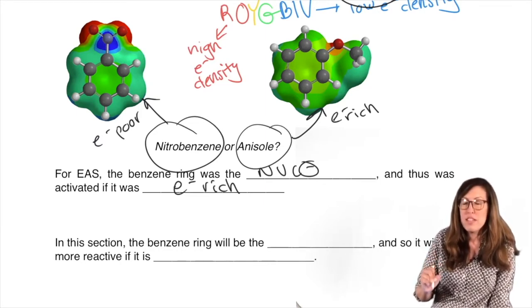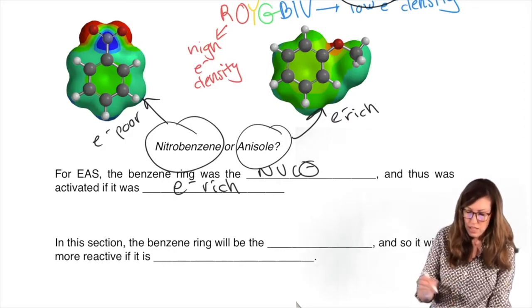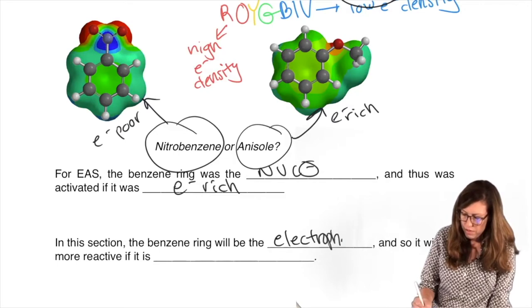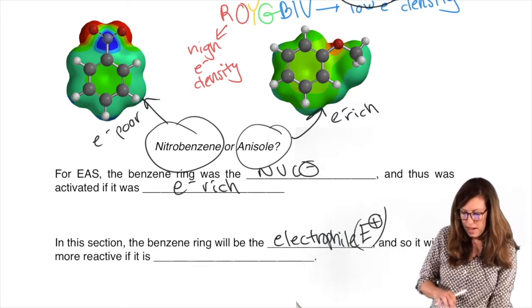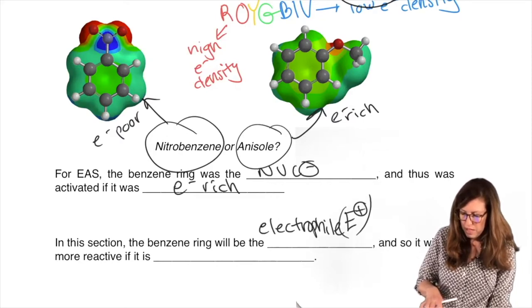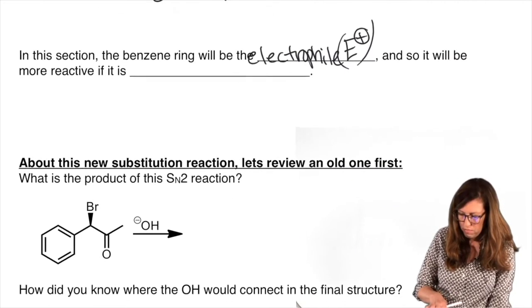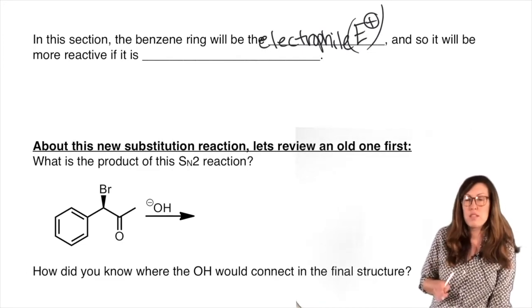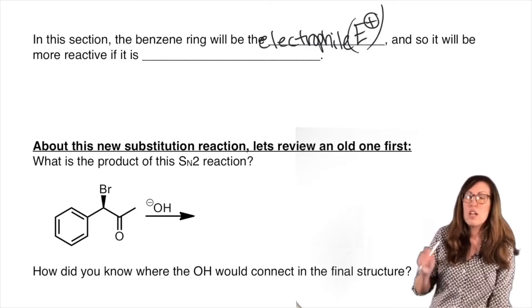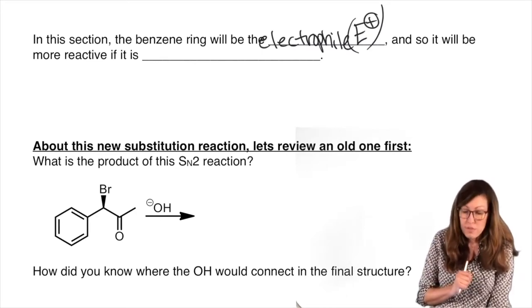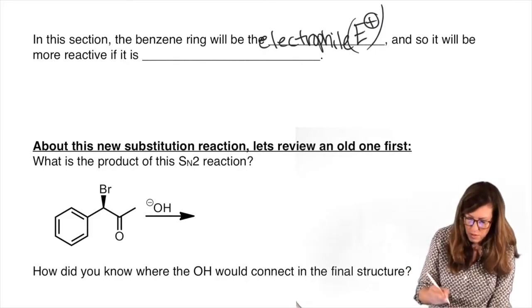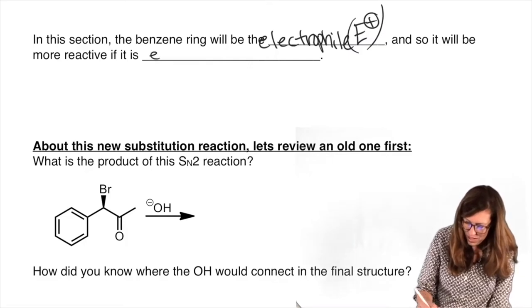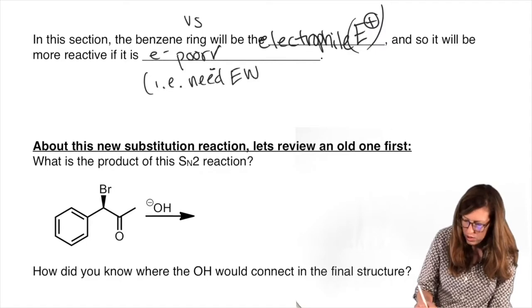The reason we're bringing this up is because you're actually going to do the exact opposite. Instead of letting the benzene ring be the nucleophile, we're going to let it be the electrophile, which I usually abbreviate with a capital E plus. And so if we want things to be more reactive, in other words, if we want the benzene ring to be a stronger electrophile, we're going to need to do the opposite. We're going to have to make it less electron rich, more electron poor. I said electron donating, I mean electron withdrawing. Let's write it so that I get the right one. It'll be more reactive if it's electron poor. So those were opposites, i.e. we need an electron withdrawing group on the ring.